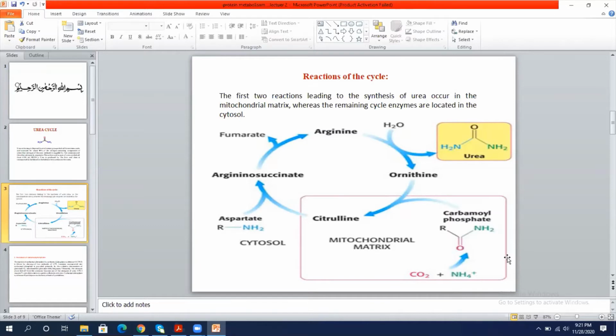In the diagrammatical presentation of the urea cycle, carbamyl phosphate is first formed by the action of carbon dioxide and ammonia, and utilizes ATP for this reaction. Carbamyl phosphate is converted into citrulline. Citrulline is converted into arginosuccinate. Arginosuccinate is cleaved into arginine and fumarate, and by the hydrolysis of arginine, urea and ornithine are formed. And this is a complete cycle of urea which operates inside the body. Now we will discuss each reaction individually.